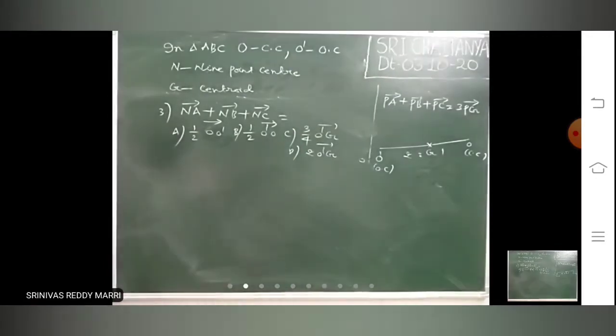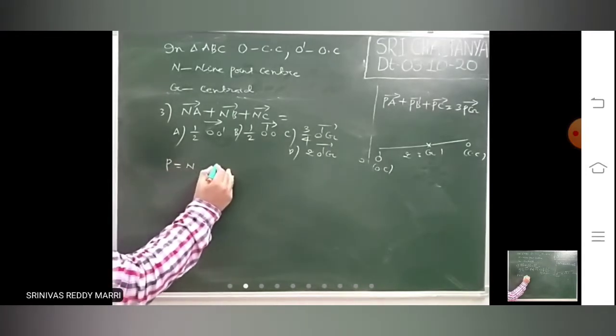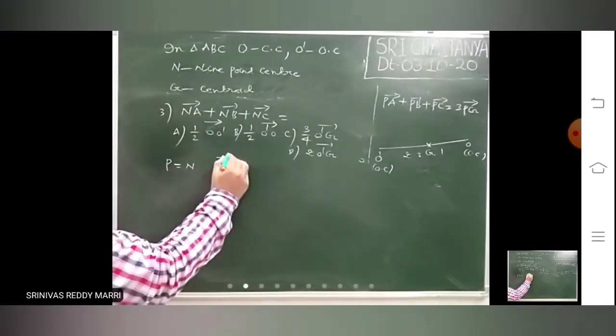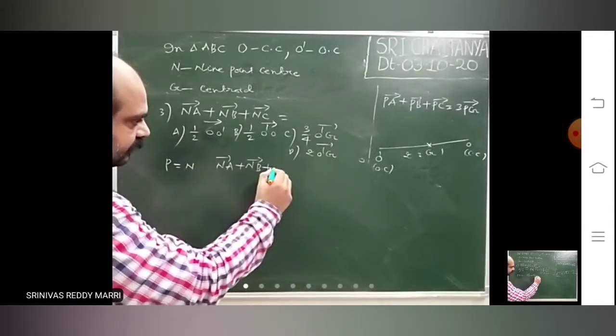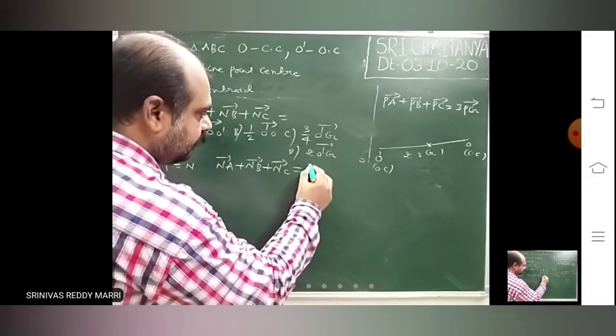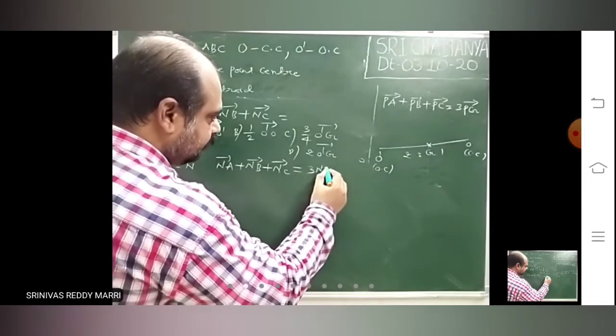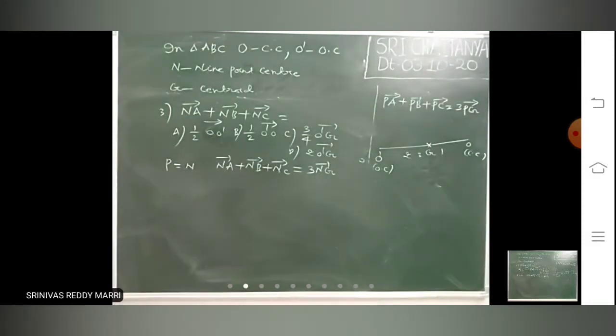So this is what is asked. Now clearly A bar, B bar, C bar is there. Substitute P equal to N. That means NA bar plus NB bar plus NC bar equals 3 NG bar. But 3 NG bar is not there.